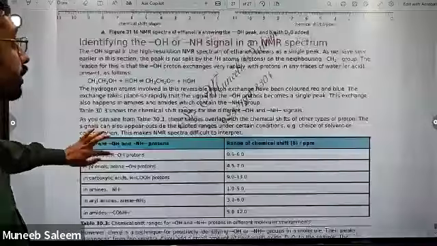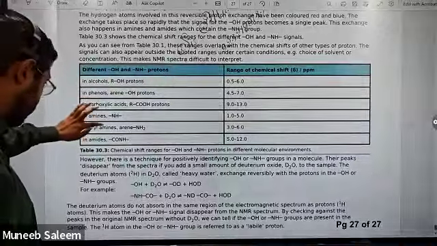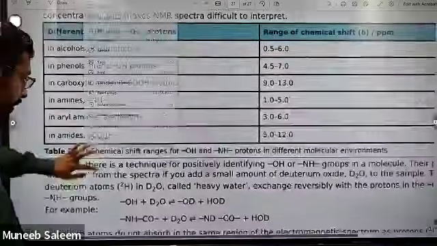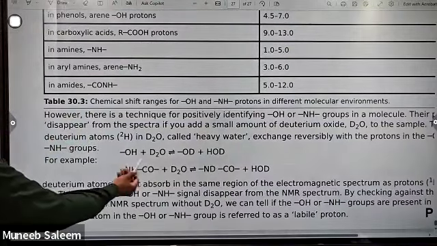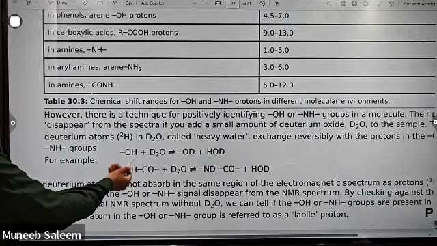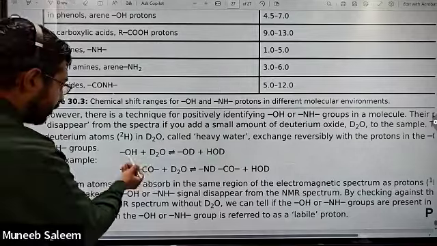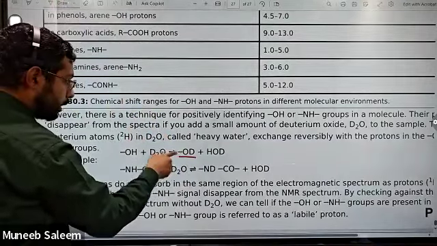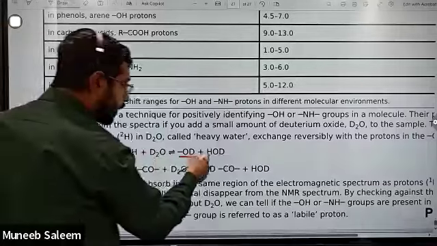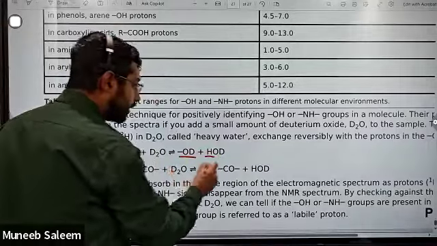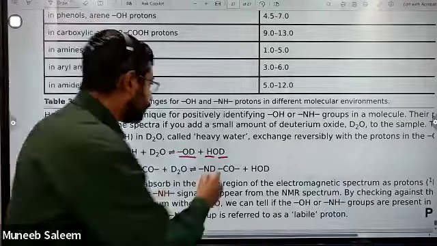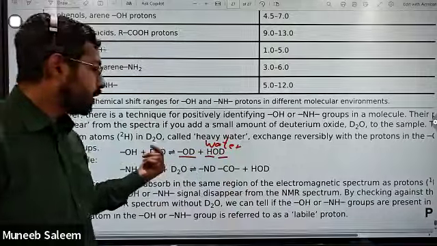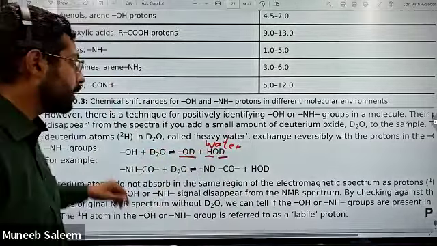But if we dissolve it in the D2O, then this will now be indicated like this. So when the alcohol group is present in the water, this OH is converted into OD. Now that OD is present in the alcohol, and the water is converted into HOD. This is hydrogen and this is deuterium. This formula is still of water, but the D part is now replaced over here.